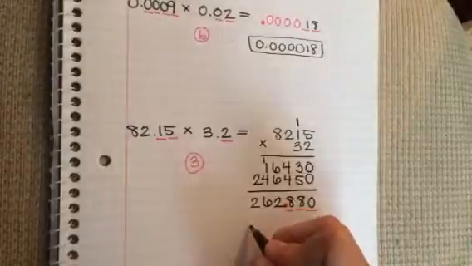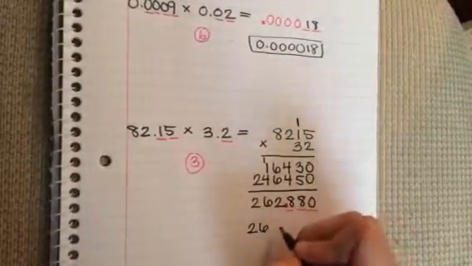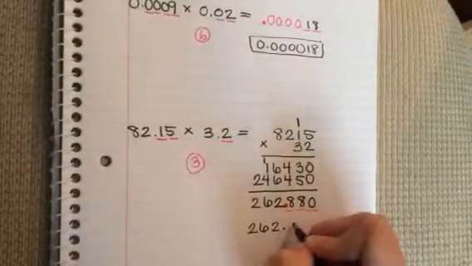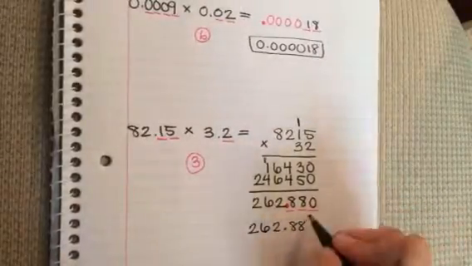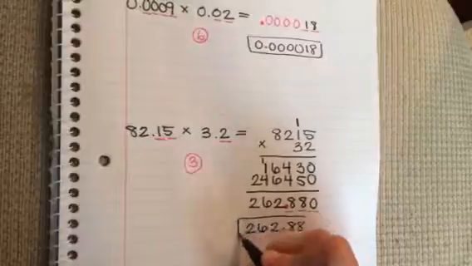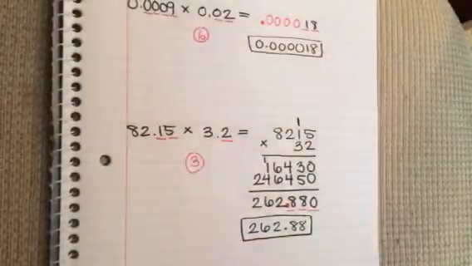So when I do that, I have 262.88. And I can write this 0 if I want, or I can leave it like that because I don't need to have extra zeros to hold place values after the decimal.